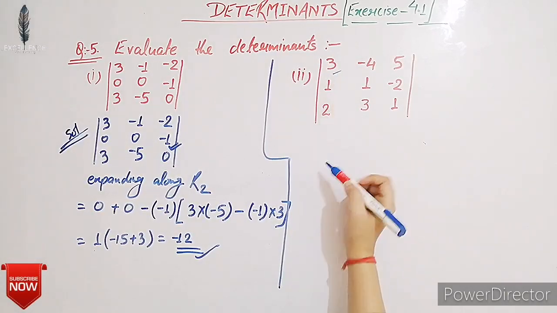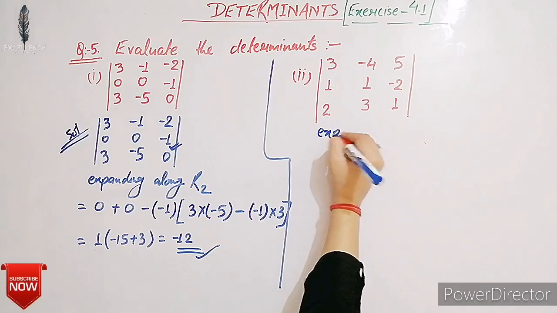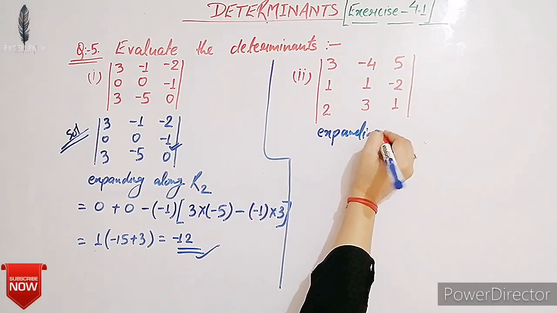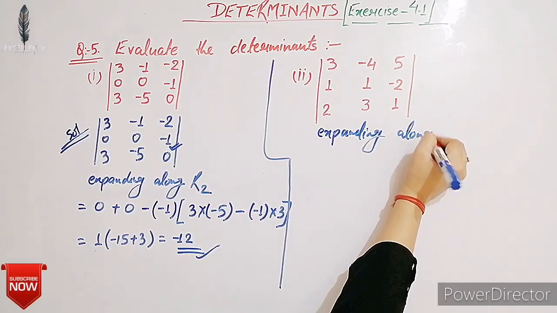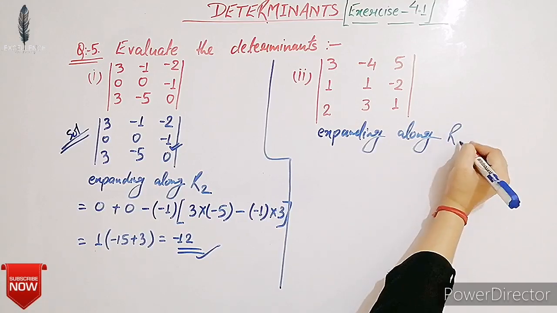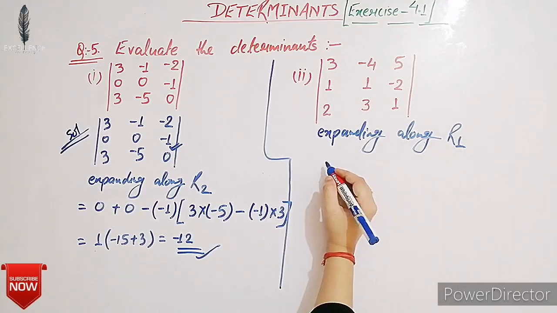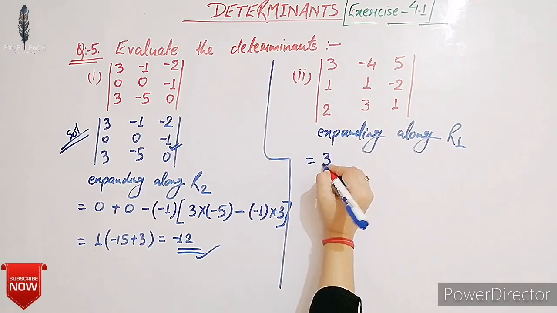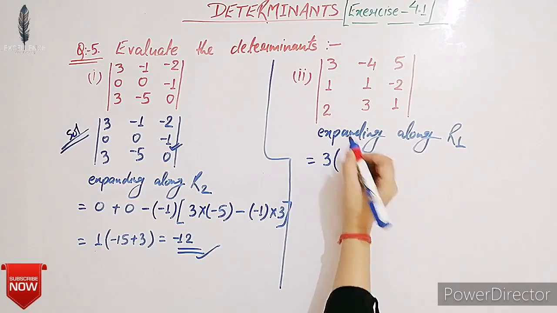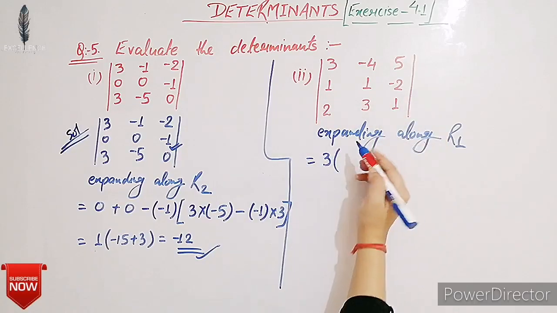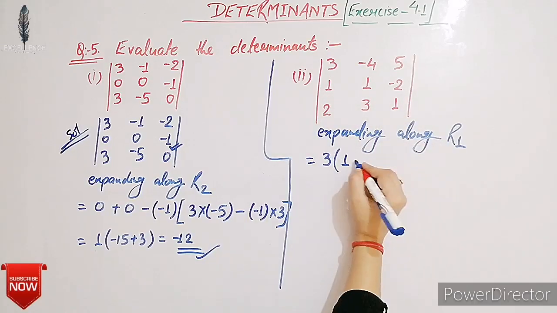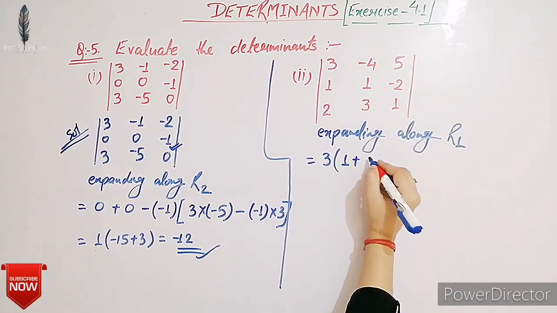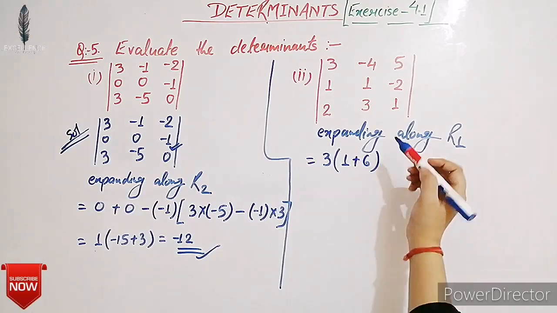Here we expand along row 1. So on expanding along row 1, then we get 3 into, on deleting first row and first column, 1 into 1 minus 2 into 3, minus, that is plus 6.